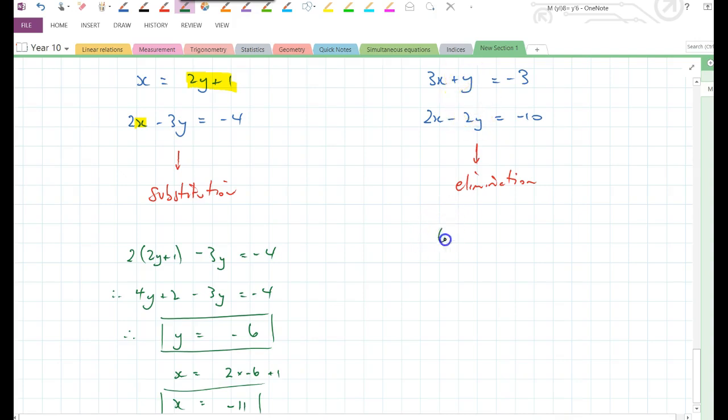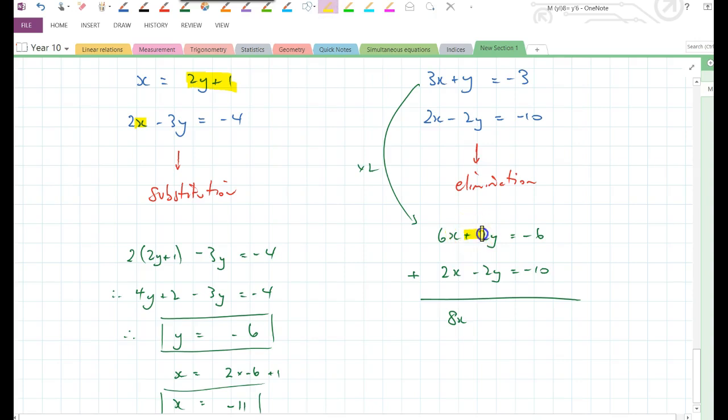So I'm going to rewrite this now as 6x plus, so that will be times 2. 6x plus 2y equals minus 6. The second equation I'm just going to write as is, so 2x minus 2y equals minus 10. And then I'm going to add the equations together. 6x plus 2x is 8x. I'm adding because I've got plus 2 and minus 2. The signs are opposite for the y's, and when I add those two together, I'm going to get 0y, which eliminates my y. Hence the elimination method. Minus 6 minus 10 is minus 16, so x equals minus 2.